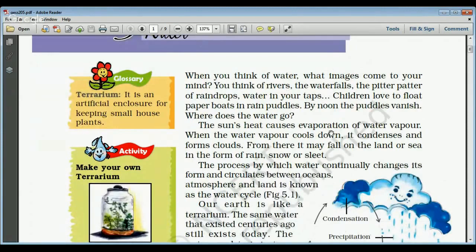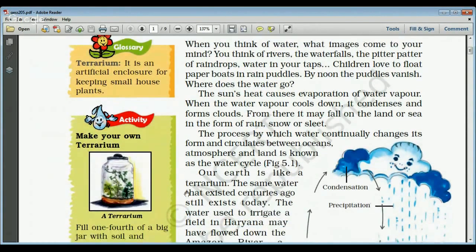It is an artificial enclosure for keeping small house plants. It looks like this. It is written there, and the diagram is also shown in the PDF itself. This is a terrarium, and it is generally used in houses for growing small flower plants or other decorative plants.